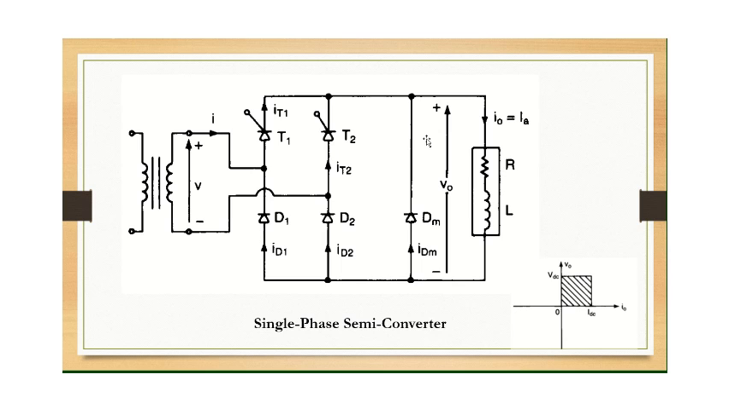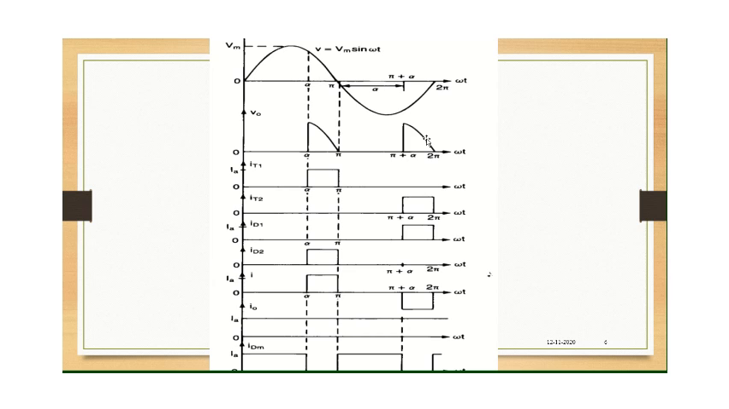Actually, this type of converter has a better power factor because of this freewheeling diode, and it is mainly used in applications where you need power up to 15 kilowatts. All right. So let us discuss the waveforms there.